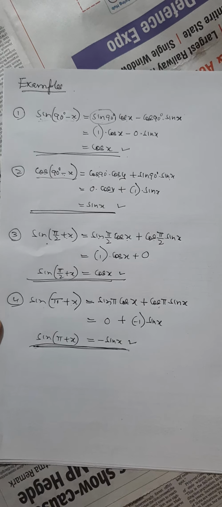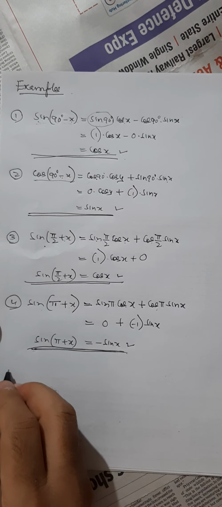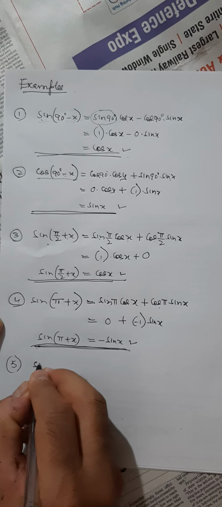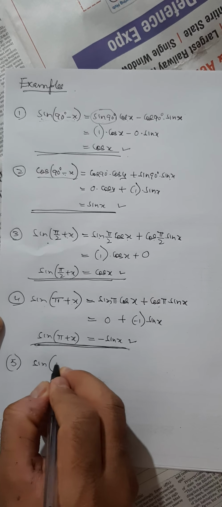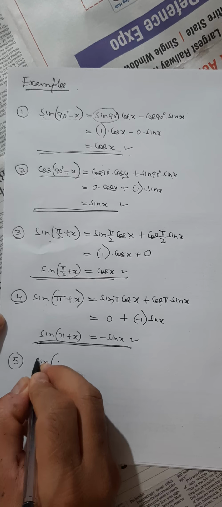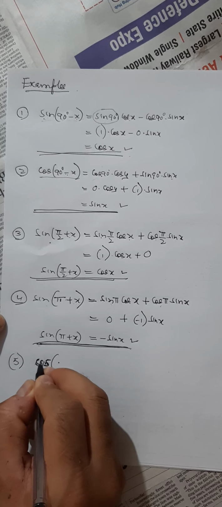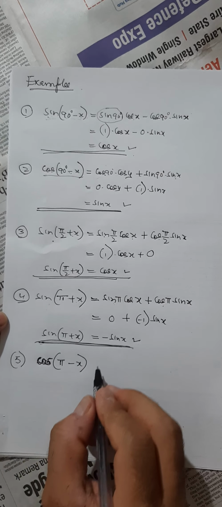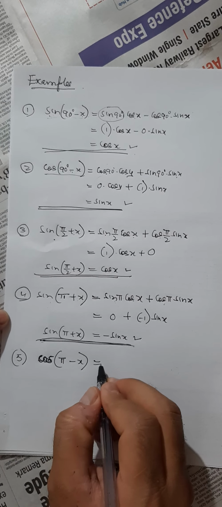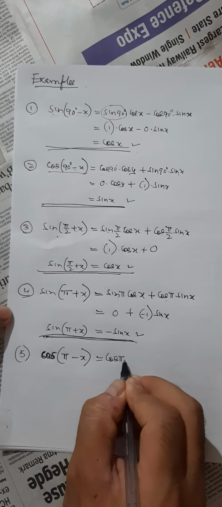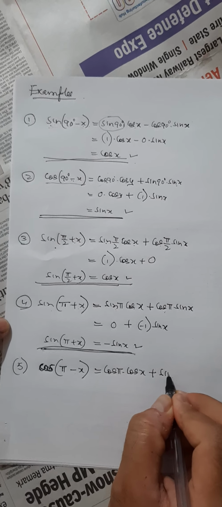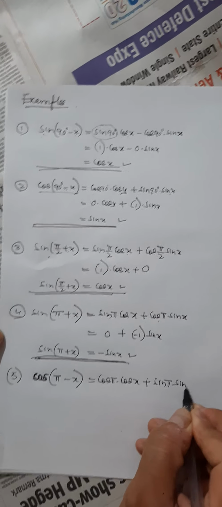By which formula? Addition formula. Suppose one more, let's take this. Let me use cosine, for example. Cos pi minus x, let me do this. So addition formula for cos x into cos y, opposite sign, plus sin x into sin y.